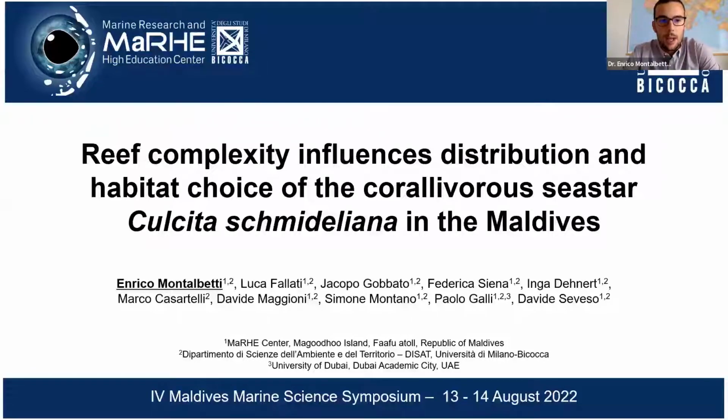This work has been realized at the MaRHE Center of the University of Milano-Bicocca in Faafu, Maldives. The study combines an ecological approach with photogrammetry techniques to provide new insights into the habitat distribution of a common corallivorous organism of the Maldives.